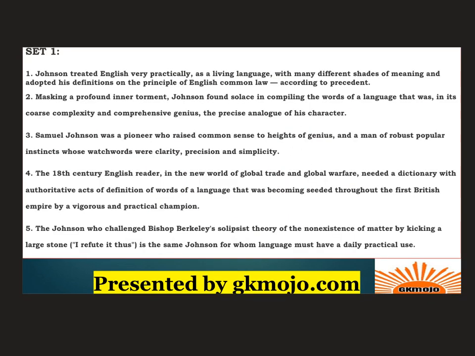So let us have a look at set number one. Let us start reading the sentences, try to understand what the topic is, what the central theme is, and then we'll start sequencing the sentences into a coherent paragraph, which makes a perfect meaning. Sentence number one: Johnson treated English very practically as a living language with many different shades of meaning and adopted his definitions on the principle of English common law, according to the precedent.